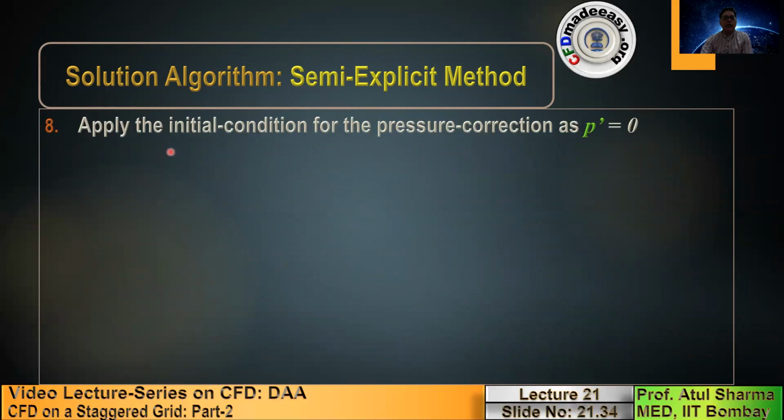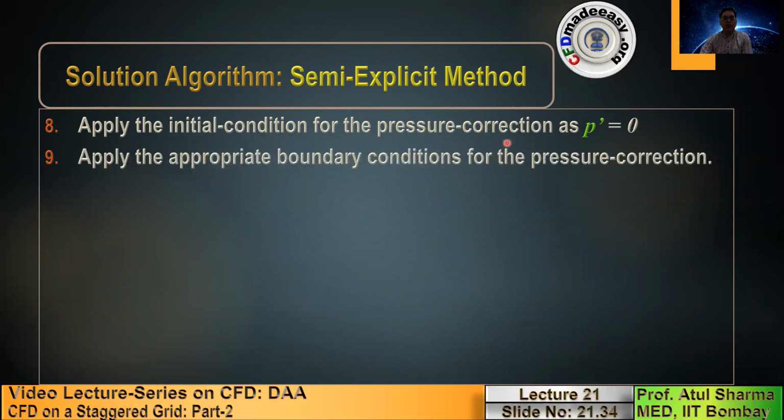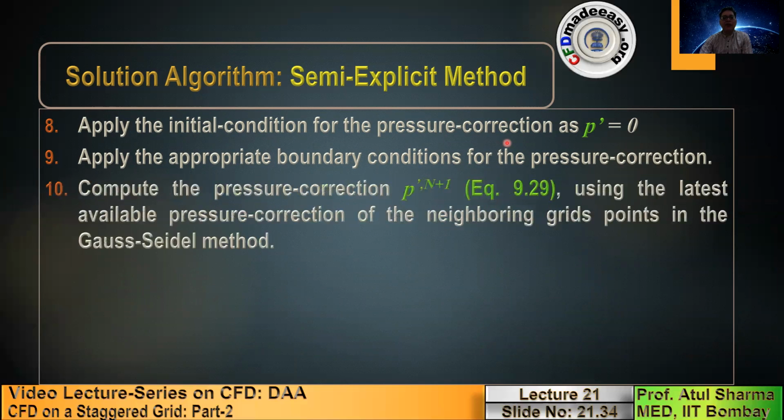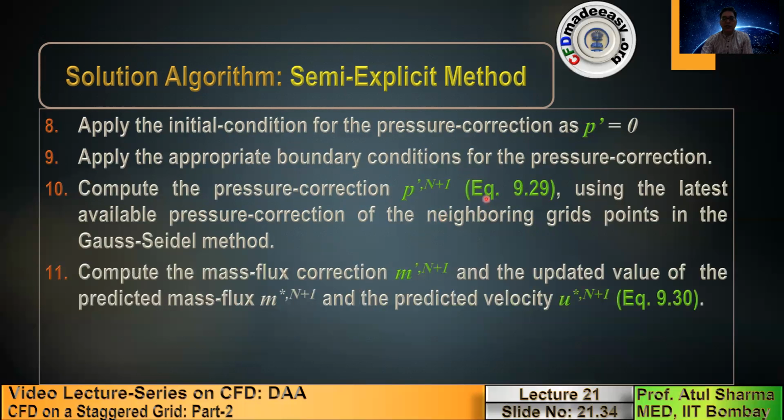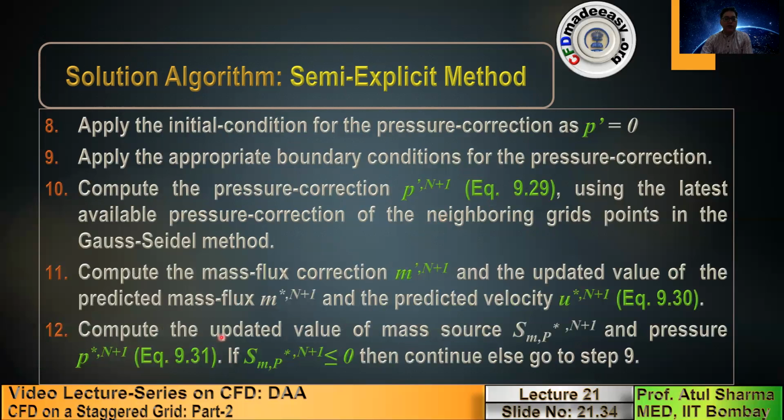Before that, when you start the corrective step, you have to apply the initial condition for pressure correction. Normally we take P prime equal to 0. Then you have to apply the boundary condition for pressure correction, which I'll present a little later. Then you have to compute first the pressure correction. I mentioned that once you go to the corrective step, you have a series of equations. So this is the first equation. And then from the pressure correction, you have to obtain the mass flux correction and the updated values of the predicted velocities and the predicted mass fluxes. So along with this equation, you have this equation.